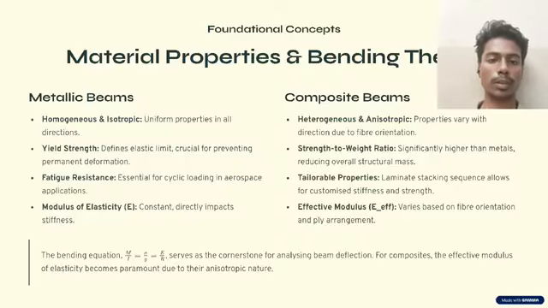However, composite beams are heterogeneous and anisotropic. Their properties depend on the fiber and the thickness of the material. This means engineers can customize the stiffness and strength, but the analysis becomes complex. The beam behavior is governed by the equation M/I = σ/y = E/R. For metal, E is constant. For composite, we use an effective modulus, which depends on the fiber and the material components.